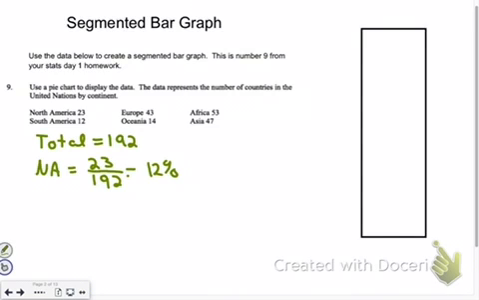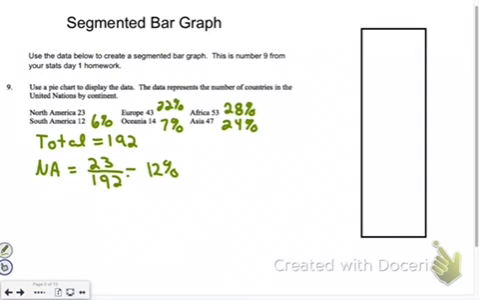If I did the same thing for the rest of these, I'm going to end up with South America having 6%, Europe having 22%, Oceania having 7%, Africa 28%, and Asia has 24%.